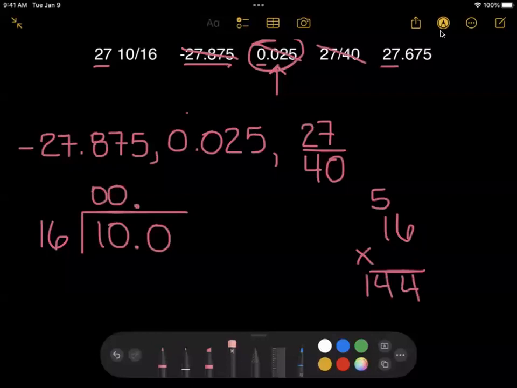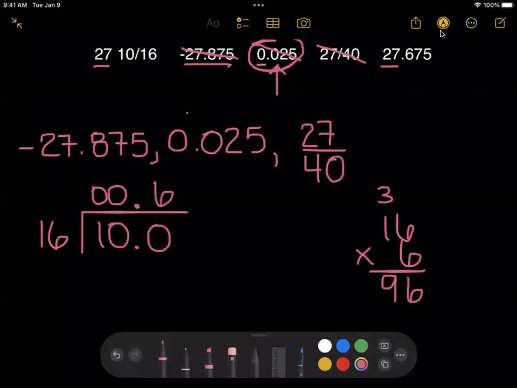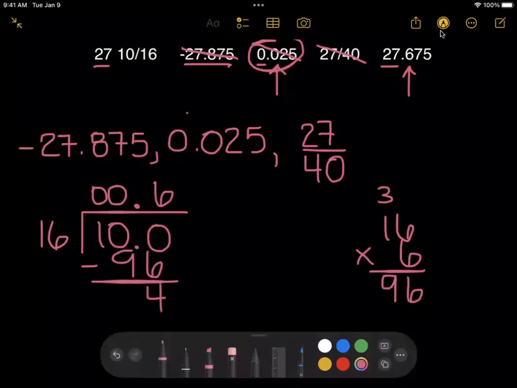Okay, so 9 was a little too big. Let's try a 7. 6 times 7 is 42. Then 1 times 7 is 7 plus 4 is 11, so 112, still a little too big. Let's try a 6. 6 times 6 is 36, and then 1 times 6 plus 3 is 9. Okay, so it's going to be a 6 here. But that is also what this has in the tenths place, so I need to keep going to keep comparing. So I'm going to put 96 here. Subtract it, I get 4 left over.